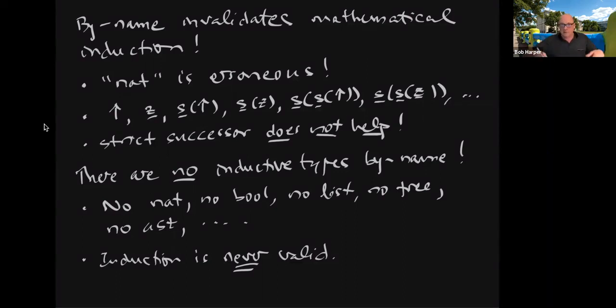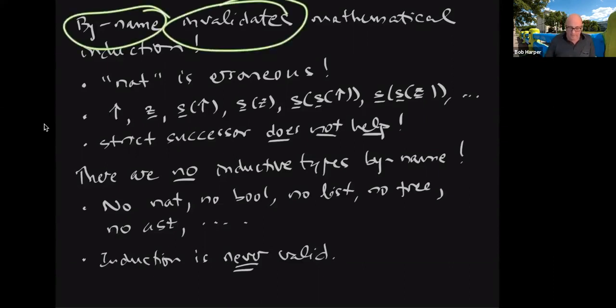Now you can say I can call it anything I want. Okay, you could call it, you know, my bicycle instead of natural numbers. But generally speaking, you're choosing names that are suggestive. And if you use the name nat or bool for something that isn't the natural numbers or Boolean, you're just inviting mistake. So why is it that mathematical induction is not valid under by name?